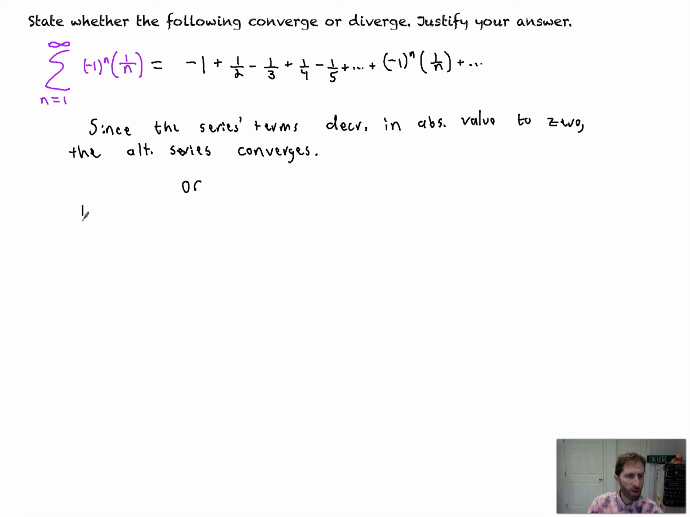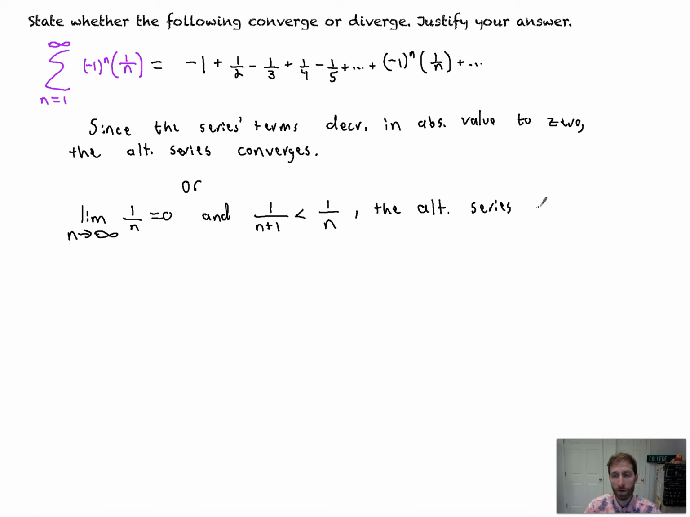Or, again, you could show that the limit, you could say since the limit as n goes to infinity of, again, we're only looking at 1 over n equals 0, and we would look at the fact that 1 over n plus 1, that's the n plus first term, is less than 1 over n. The alternating series converges. Again, naming the type of series, naming the conclusion, and the conditions. I prefer this first sentence. I love it. There's something smooth about it. Since the series terms decrease in absolute value to 0, the alternating series converges.